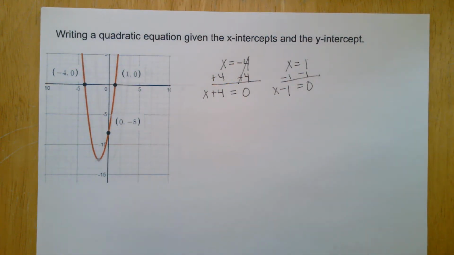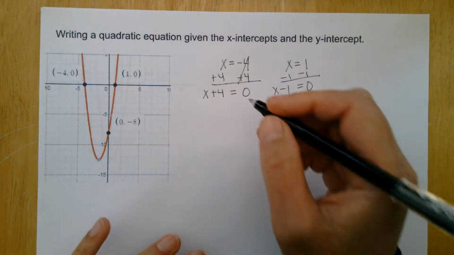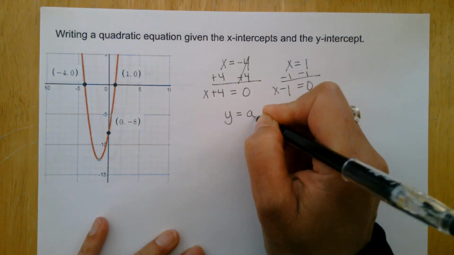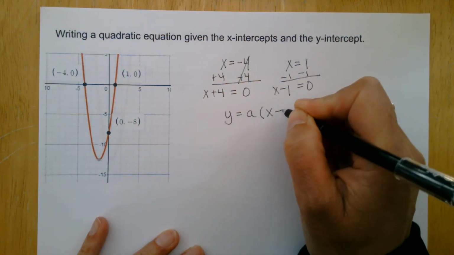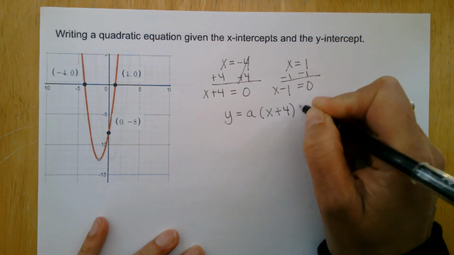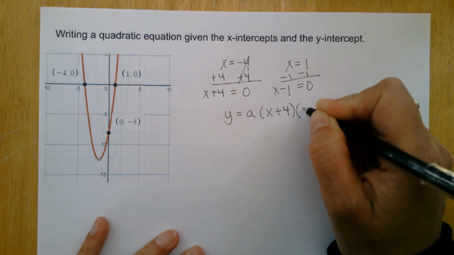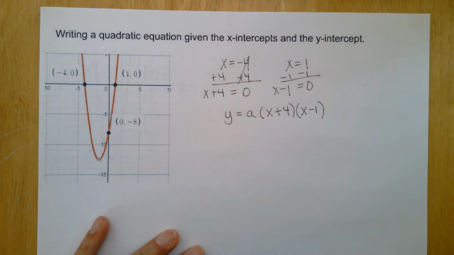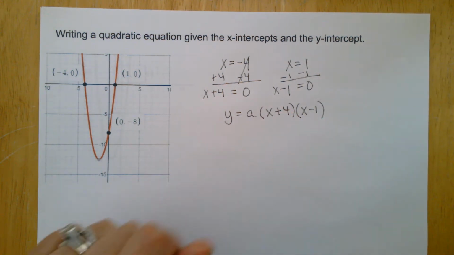The next step, step 3, is to substitute into our equation. So we're going to write y equals a. Instead of x minus m, we're going to put x plus 4, except instead of x minus n, we're going to put x minus 1. So that's what I mean by substituting it in.